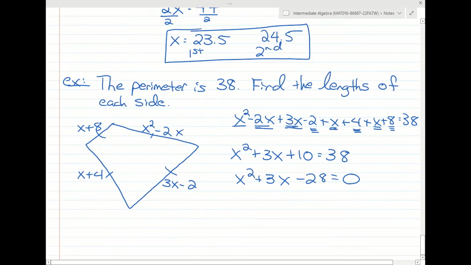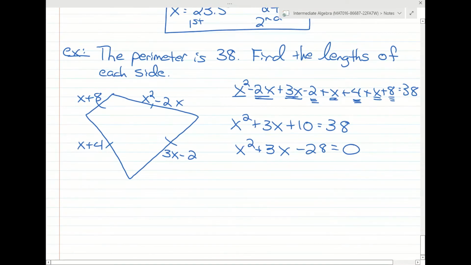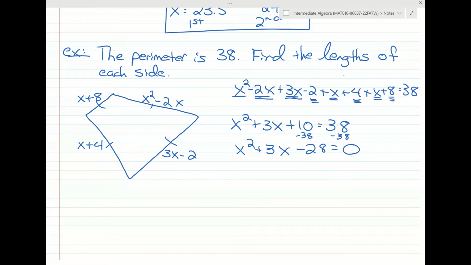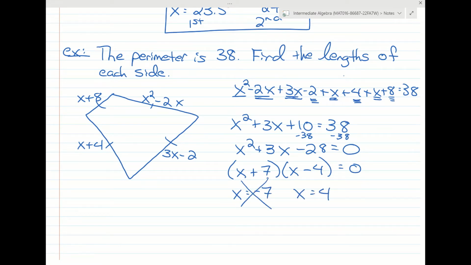Now we just have to factor this. I'm sorry, what's that? We just brought this on the other side. Thank you. This would just be 7 and negative 4. I'm going to skip some of the factoring steps. We've done them quite a bit here. But you get x is negative 7 and you get x is positive 4. I don't think x could be negative 7 because you can't have a negative length.